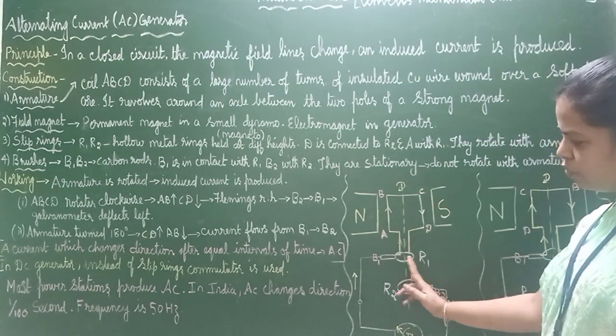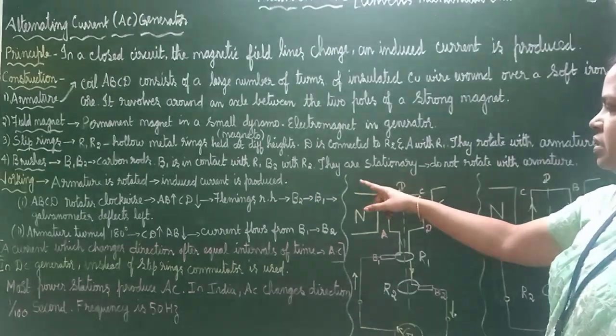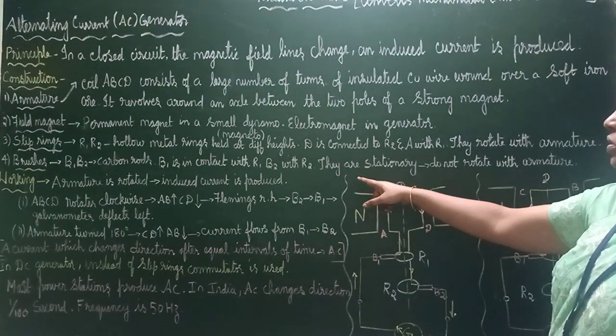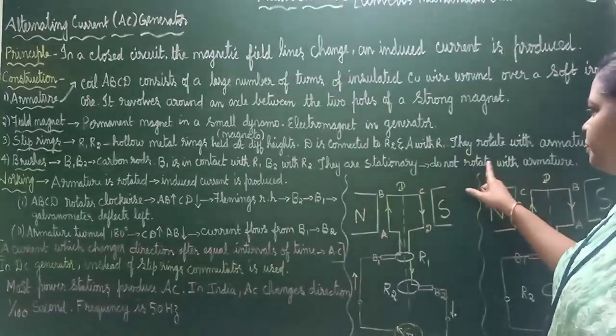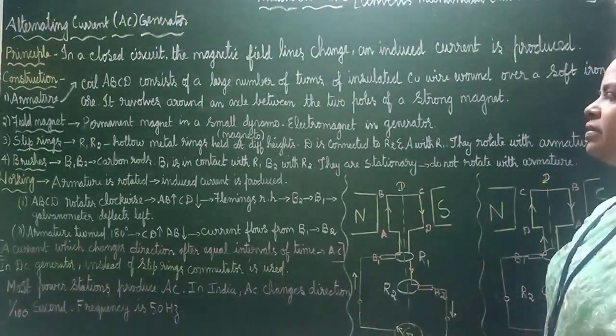Only the rings will move, but the brushes are stationary. B1 and B2 are carbon rods. B1 is in contact with R1 and B2 is in contact with R2. They are stationary. They do not rotate with the armature. Now we will see the working.